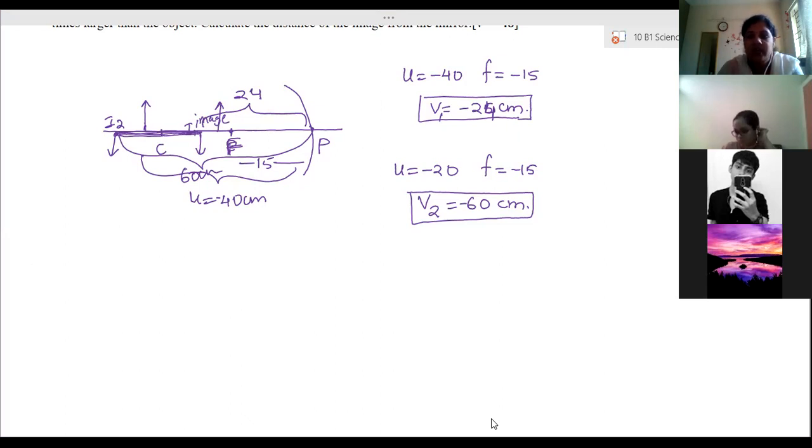An object is kept in front of a concave mirror of focal length 15 centimeter. The image formed is 3 times the size of the object. Arav, wait, I'm not asking you. Other students are there. Ganesh has this doubt, so let me explain to him. The image formed is 3 times the size of the object. Calculate the two possible distances of the object from the mirror. Now, two possible distances. Why?